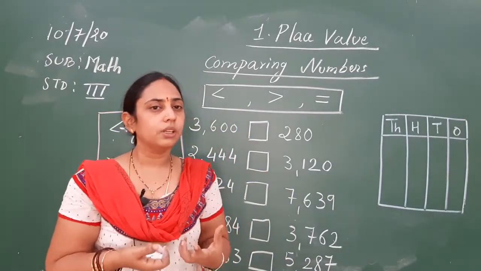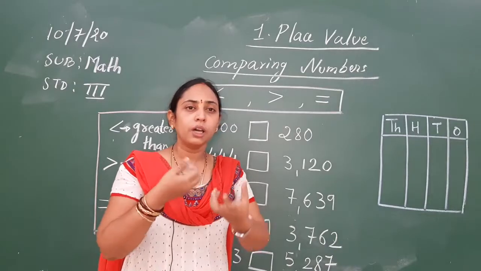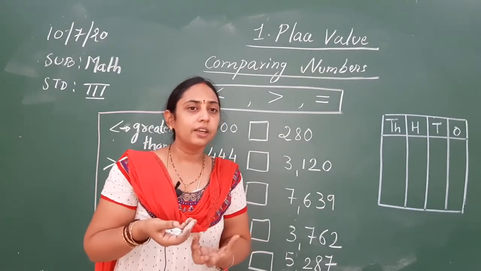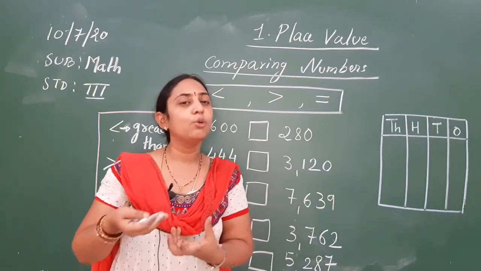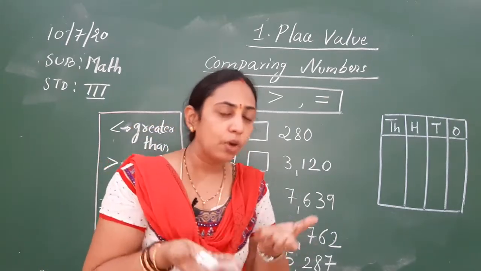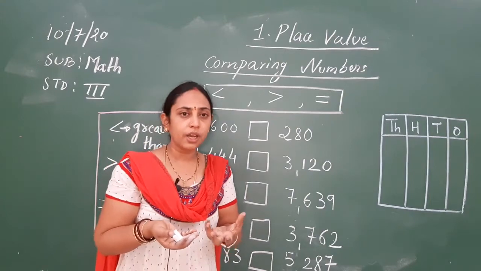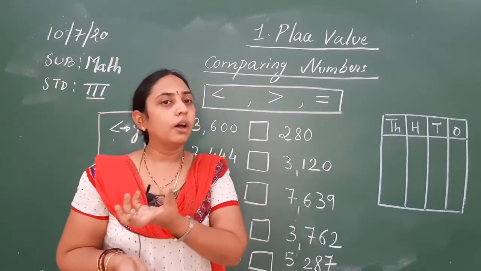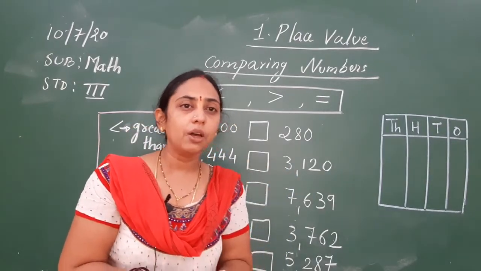For example, when your mother gives anything to you, she sees who is elder and who is younger among you brothers or sisters, right? So the small one will get a small quantity and the bigger one will get the bigger quantity.